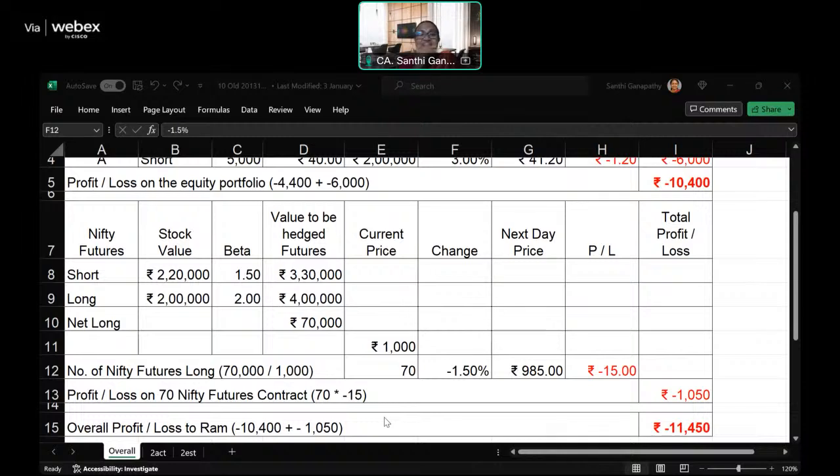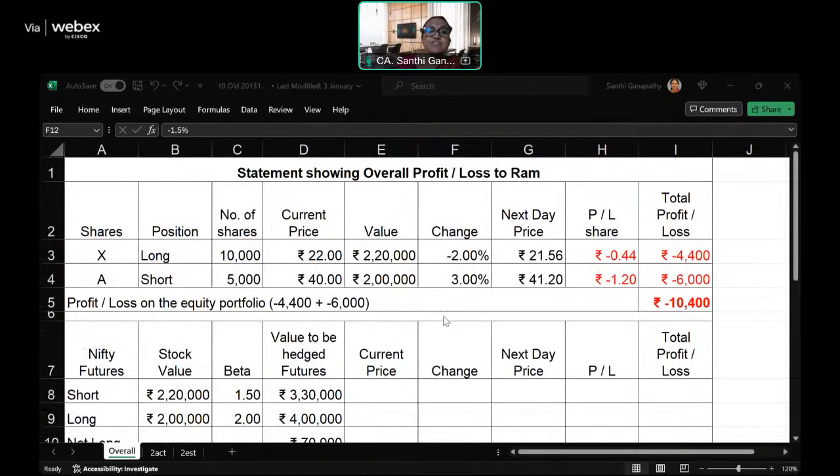You might wonder, why are you having a loss? That is because the estimate of beta is wrong. The estimate of beta is wrong. That is why. What did you estimate?